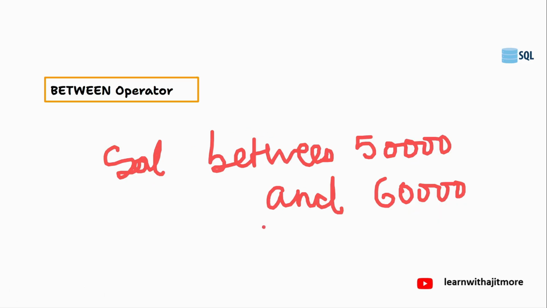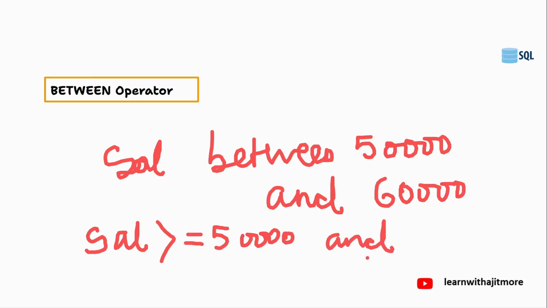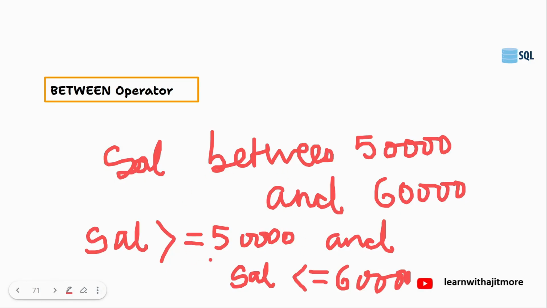Same thing, you can do it by logical operator also, like this. You can write like this: salary greater than equal to 50,000 and salary less than equal to 60,000. The same functioning, ठीक है? ये और ये. But then this is more of like English.